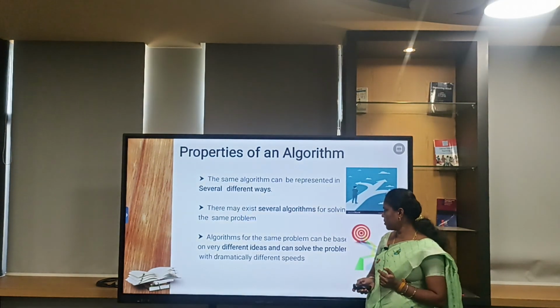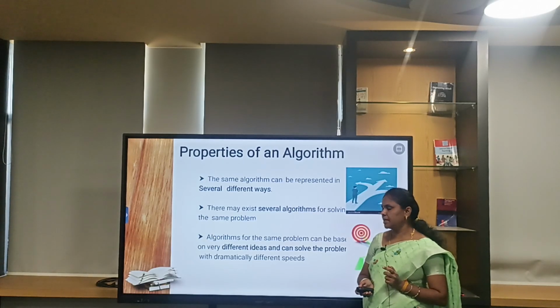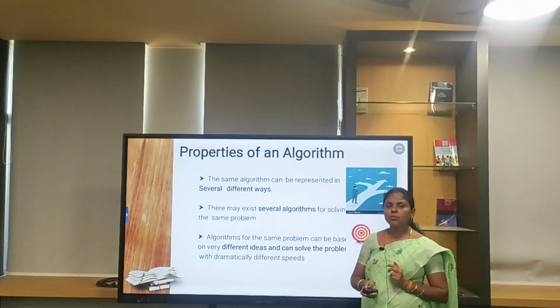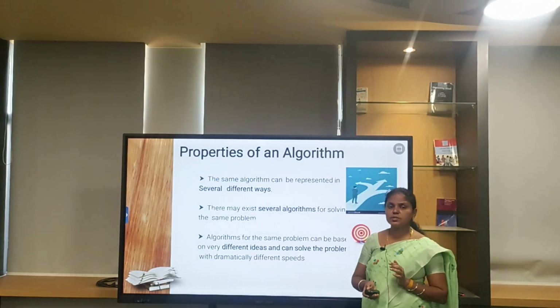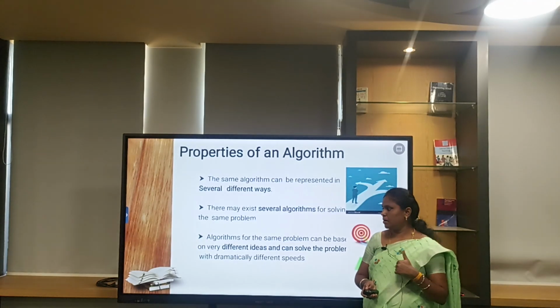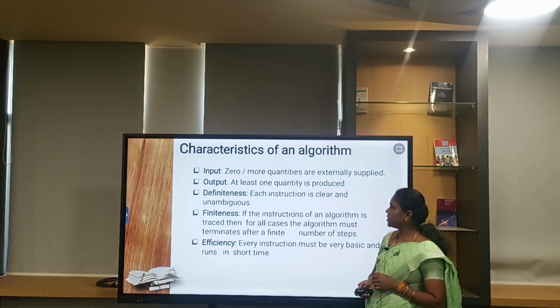Algorithms for the same problem can be based on very different ideas and can solve the problem with dramatically different speeds. Why do we write different algorithms for the same thing? Our focus is to design an efficient algorithm, so that we come across these things. So these are the properties of an algorithm.